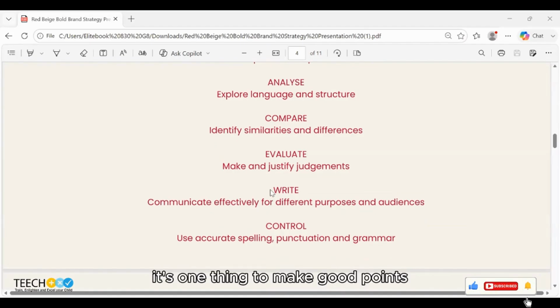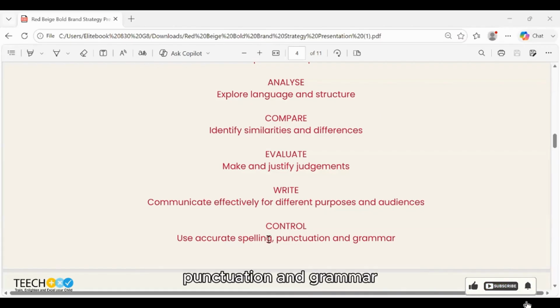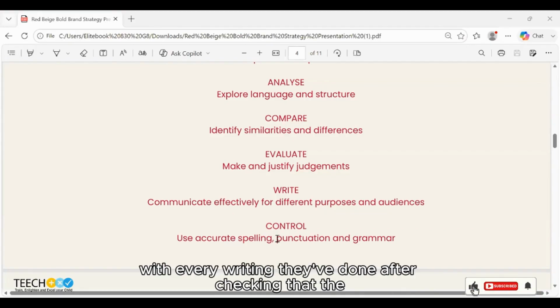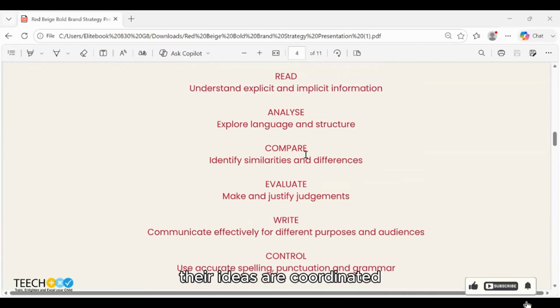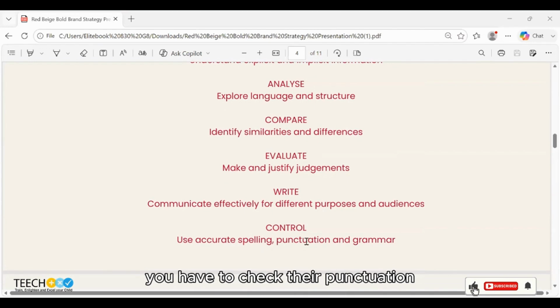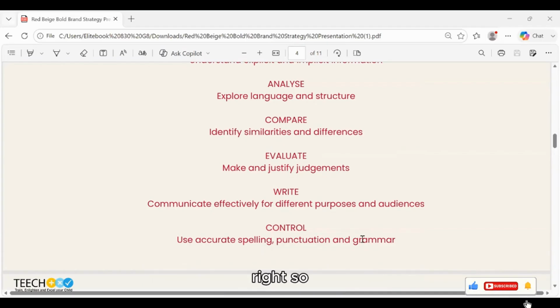It's one thing to make good points. It's another thing to use the accurate spelling, punctuation, and grammar. So you have to make sure that your students, with every piece of writing they've done, after checking that their ideas are coordinated, you also have to check their spelling, their punctuation, and that they use proper grammar, right?